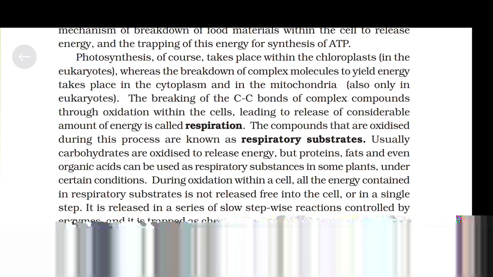synthesize ATP. This is accomplished during a system of electron carriers called electron transport system, located on the inner membrane of the mitochondria. The electrons, as they move through the system, release enough energy that is trapped to synthesize ATP. This is called oxidative phosphorylation. In this process, O2 is the ultimate acceptor of electrons and it gets reduced to water. The respiratory pathway is an amphibolic pathway as it involves both anabolism and catabolism. The respiratory quotient depends upon the type of respiratory substrate used during respiration.